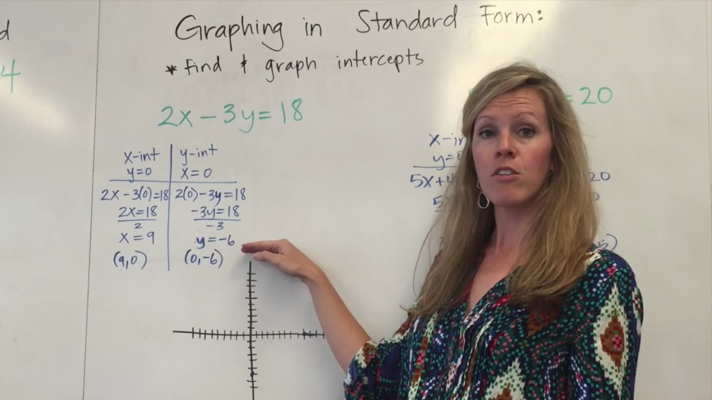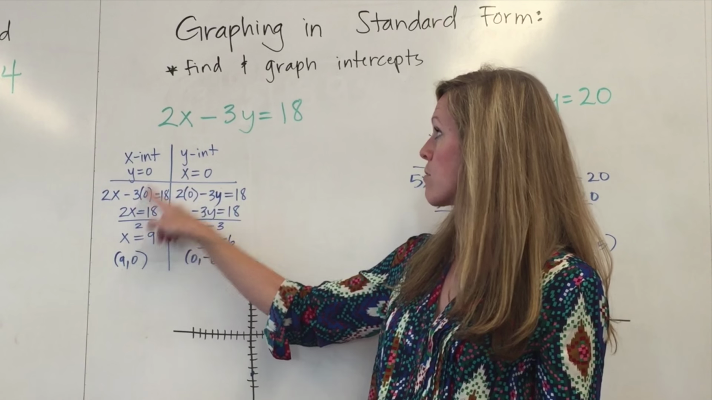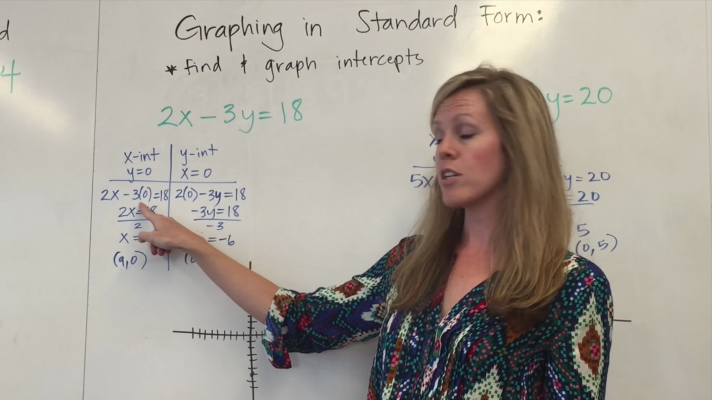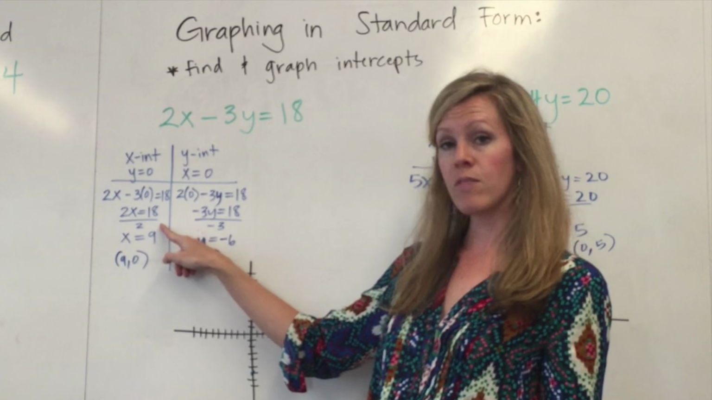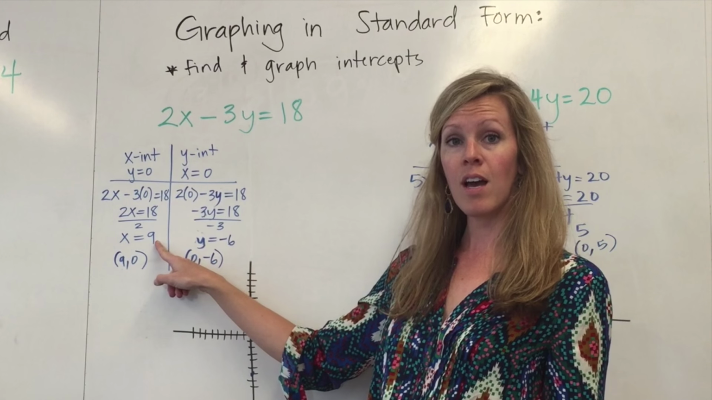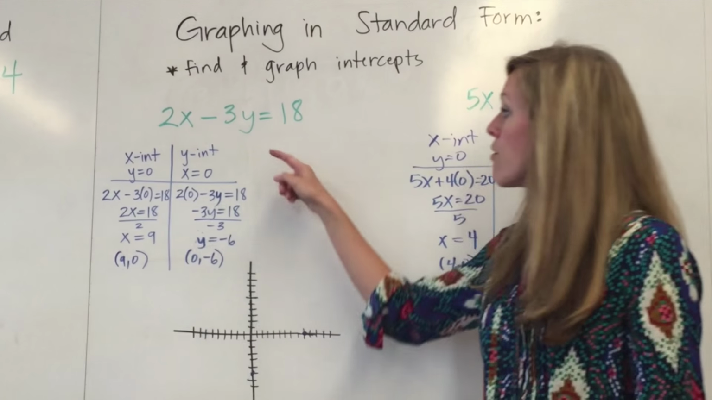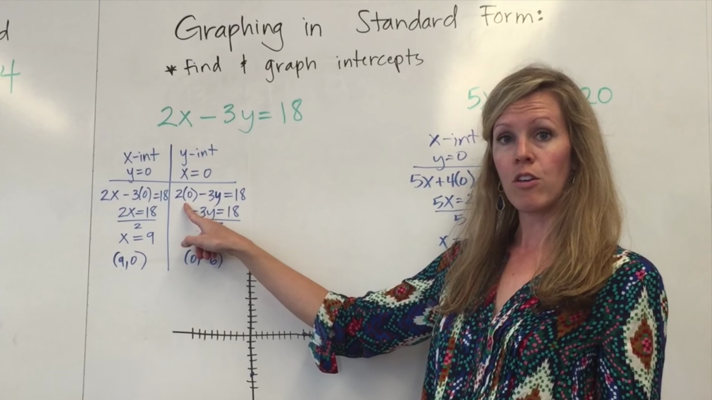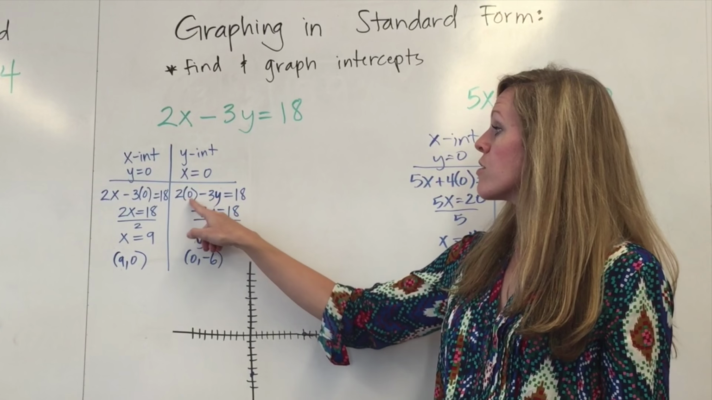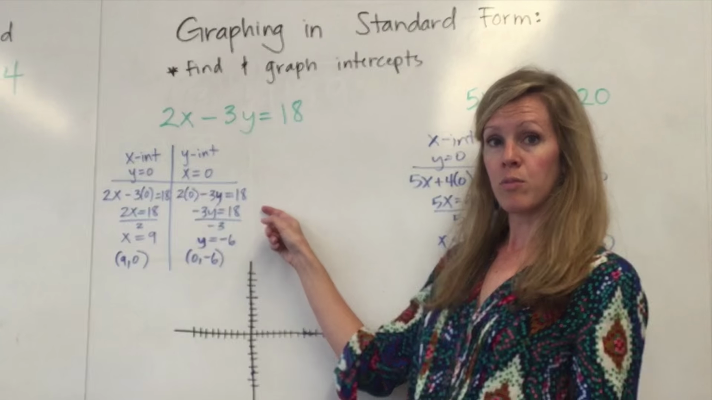So we found our intercepts here. The x-intercept where y equals 0. I plugged 0 in for y in my equation, and I solved for x. So 2x equals 18. Divide everything by 2. X equals 9. Our x-intercept is 9, 0. For the y-intercept, again, we plug in 0 for the x value. We solve for y. 0 minus 3y leaves me with a negative 3y equals 18.